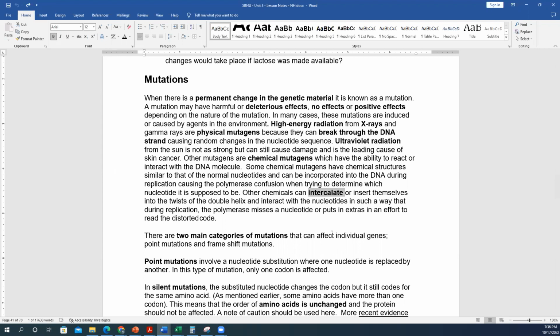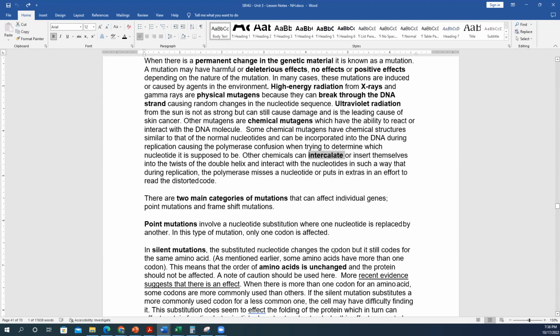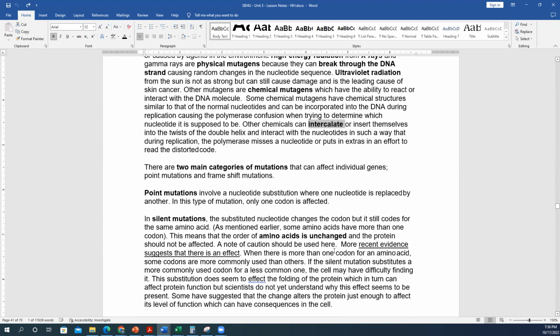But there's two main categories of mutations that affect individual genes, and those are point mutations or frameshift mutations. So point mutations involve a nucleotide substitution, where you have one nucleotide replaced by another. And in this type of mutation, only one codon is affected.